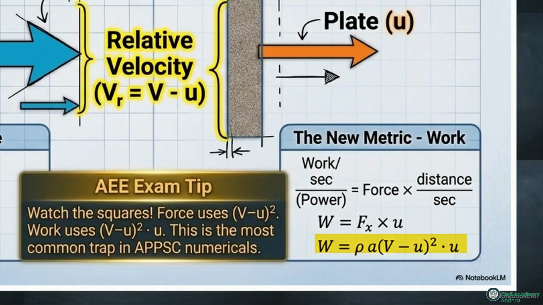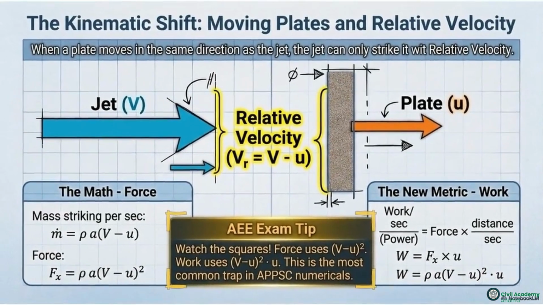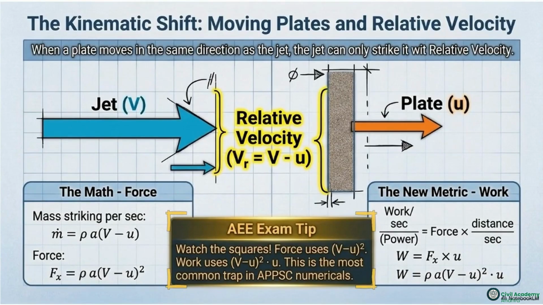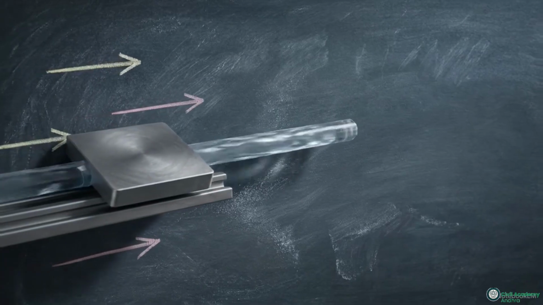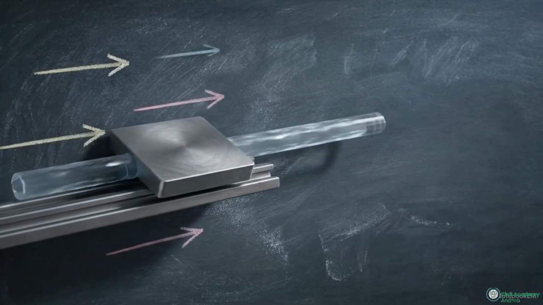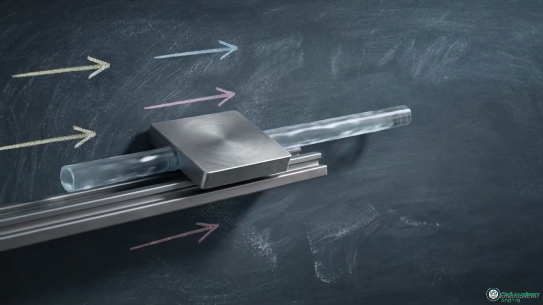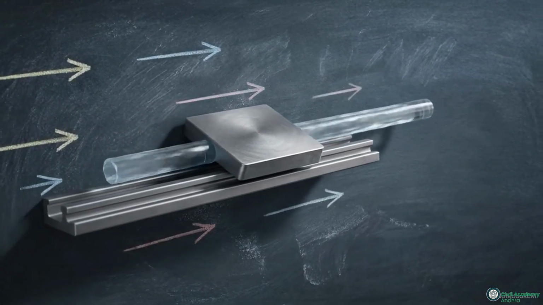To find the mechanical work, we multiply that force by the plate's velocity, u. This is a frequent area for errors. You must distinguish between the squared relative velocity in the force equation and the single u multiplier attached to the work equation. Even with the correct math, a single moving plate cannot provide continuous power. The jet eventually outruns the plate, and mechanical work drops to zero.